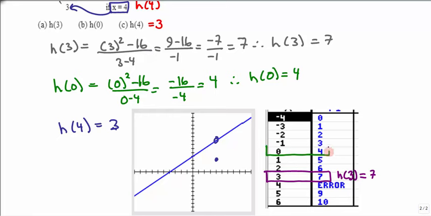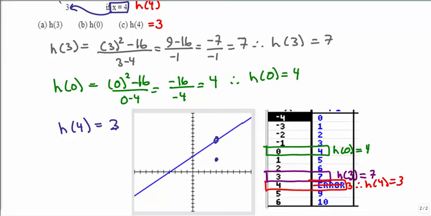That verifies this. H of 0 equals 4. And then there's that single point. H of 4 is 3. The calculator is confused. It says h of 4 is an error. We know it's 3, therefore h of 4 equals 3. So we can make that correction because we know how to read a piecewise function.